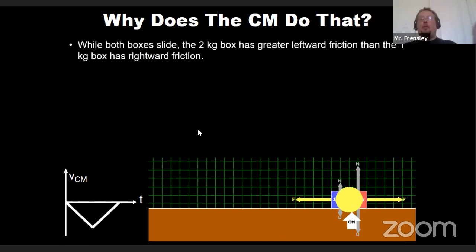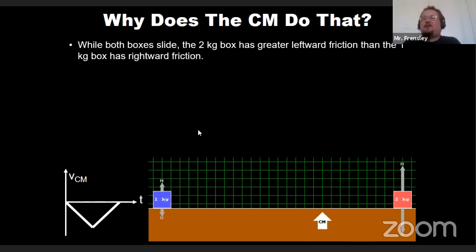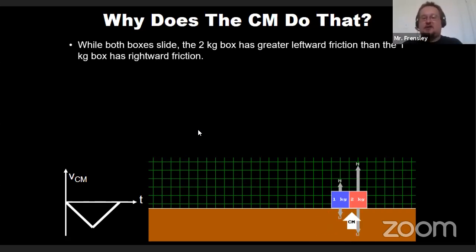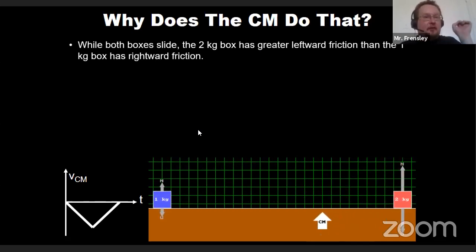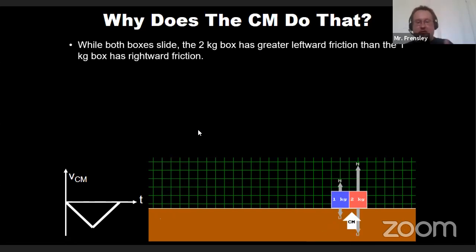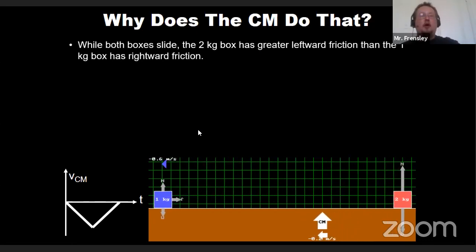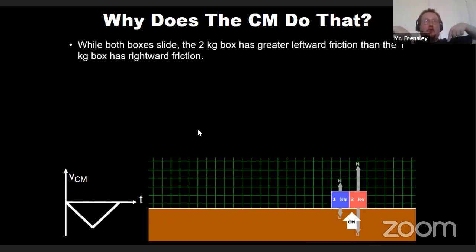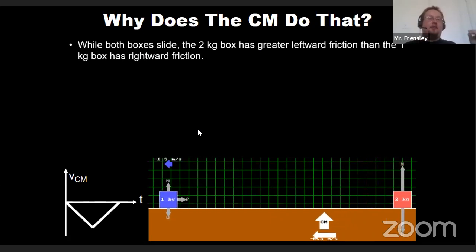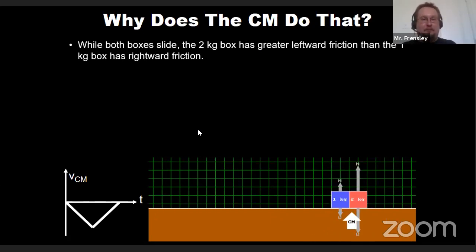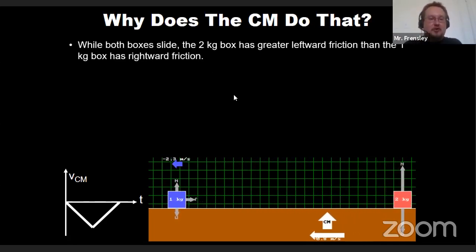Well, watch carefully. When both boxes slide, since they have the same mu, the 2 kilogram has greater leftward friction. You can see that the gray left arrow F on the red is bigger than the right arrow F on the blue. Normal and weight cancel when we look at the whole system, but the left arrow F on the red is bigger than the right arrow F on the blue, both of which are external forces that don't balance. So if the left force is bigger than the right force, that speeds up the leftward motion of your center of mass.